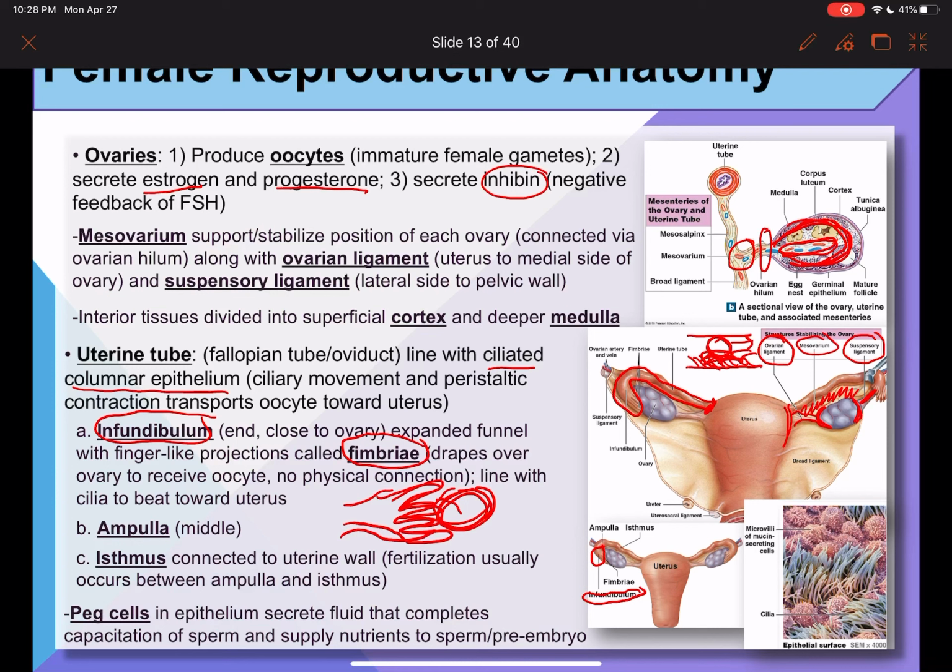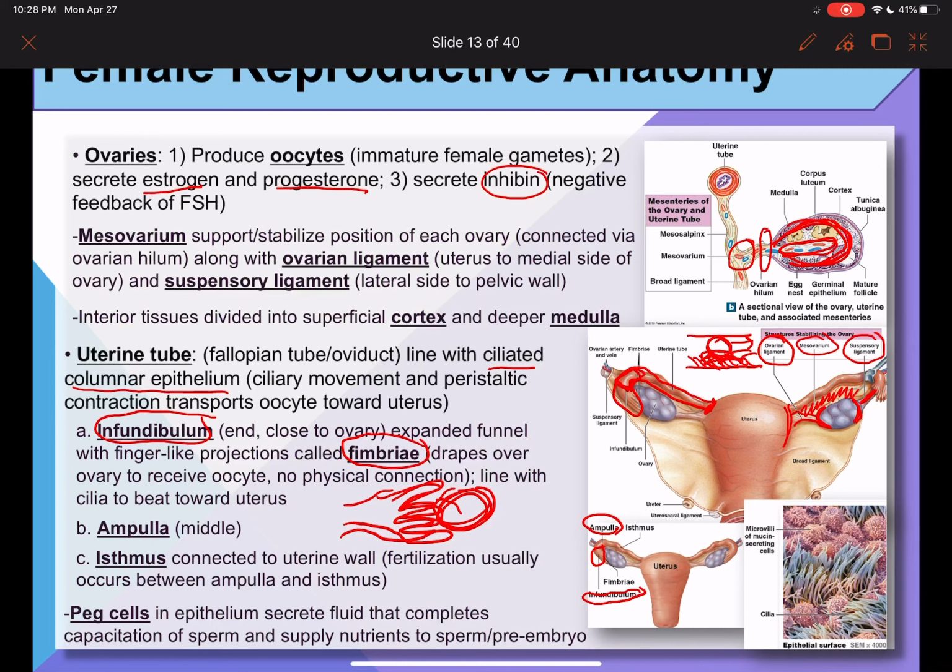So I will show a very good video in a bit showing this whole movement of the fimbriae that sweeps the egg into the oviducts. Now, the second part after the infundibulum is called the ampulla. It's good to remember the name ampulla, as it means an expanded region. So this portion right here is still pretty big, coming out from the fimbriae. So that's the ampulla region.